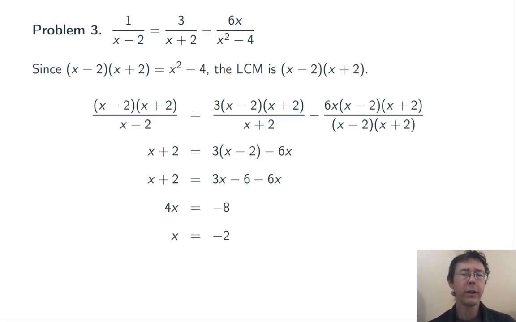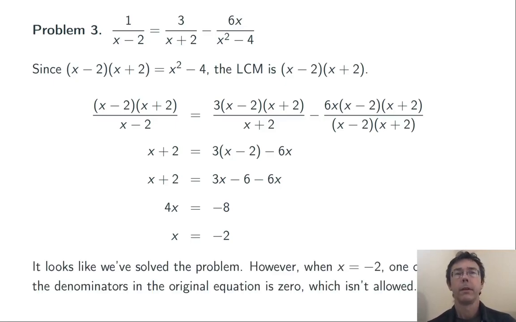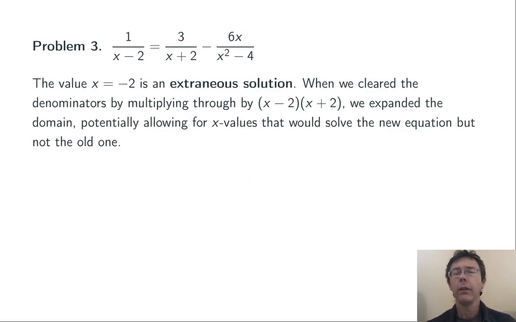So it seems like we're done here. We've got x equals negative 2. But there's a problem. When we plug x equals negative 2 back into our original equation, we get a 0 in the denominator. There on the first term on the right-hand side, 3 over x plus 2. So x equals negative 2 isn't really a solution. It's what we call an extraneous solution.